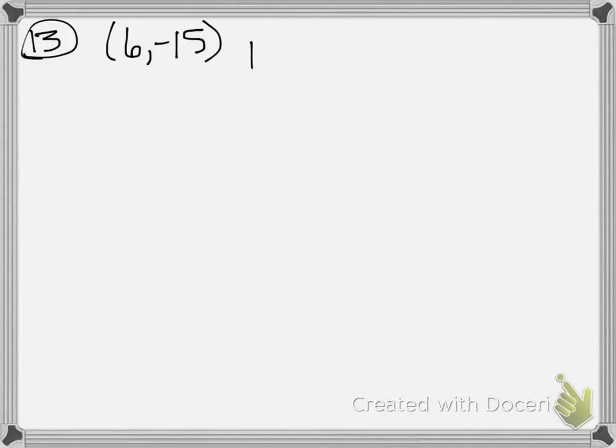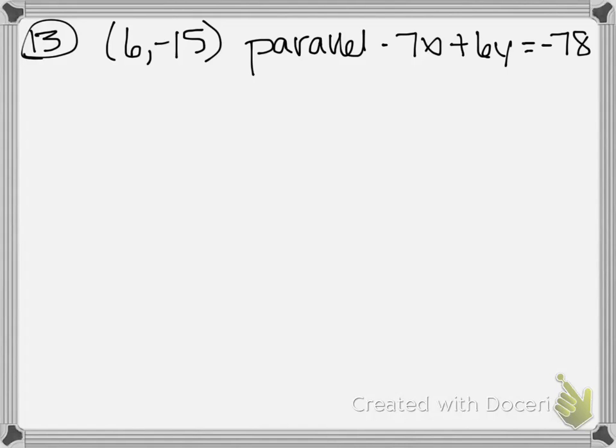Number 13, we have: write an equation of a line described through the point (6, -15) and parallel to negative 7x plus 6y equals negative 78. Now, what's true about parallel lines? They have the same slope. So all we need from that equation is the slope. And I will use that slope, and I will use this point, and I will write a brand new equation.